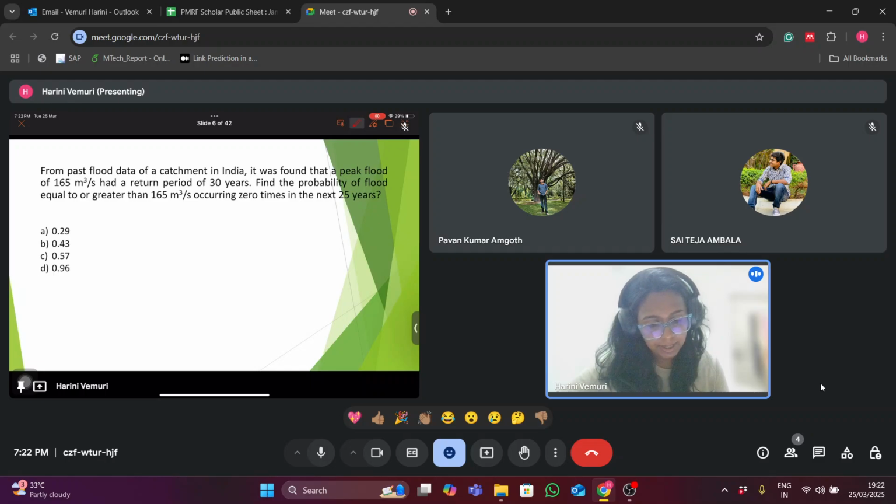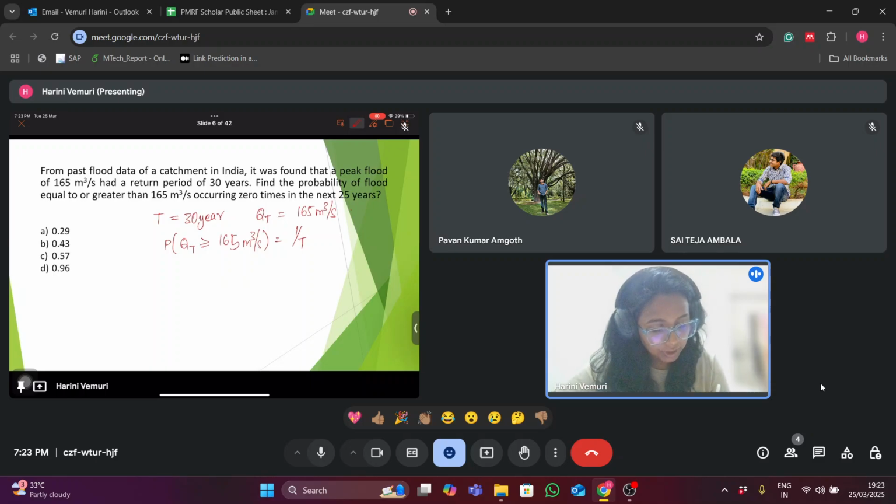Then the next question is: from past flood data of a catchment in India, it was found that a peak flood of 165 meter cube per second has a return period of 30 years. Find the probability of flood equal to or greater than 165 meter cube per second occurring 0 times in the next 25 years. So they have said the return period is 30 years for a discharge of 165 meter cube per second. So probability of QT greater than or equal to 165 meter cube per second is equal to 1 by T.